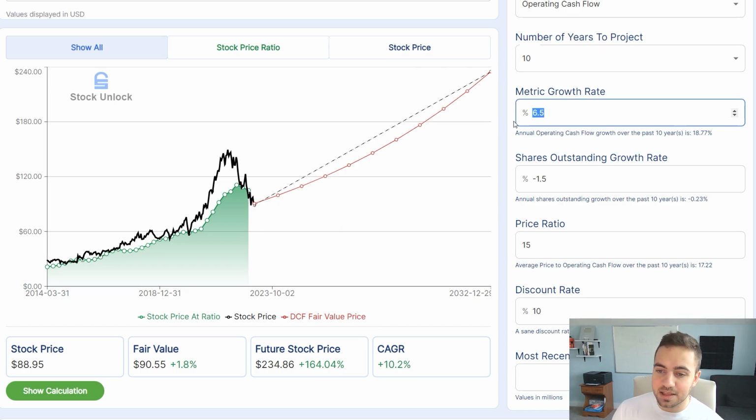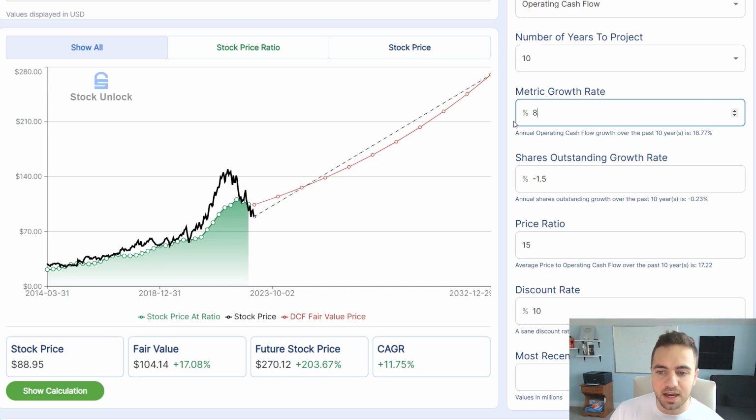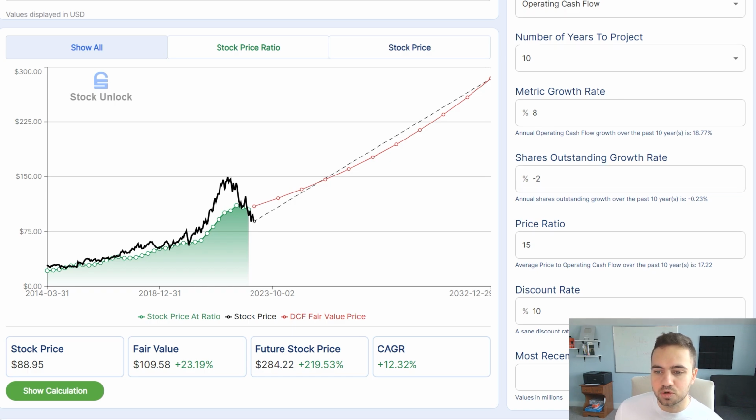Because for me, I think that Google could easily grow its operating cash flow at 8% over the next decade. And if the company also buys back 2% of its shares over the next decade, then it increases our fair value for the stock to about $110 a share, or about 23% above where the stock is currently trading. Also, if these metrics that I just entered are hit, then Google will give us a compounded annual growth rate of about 12.3% on the investment.